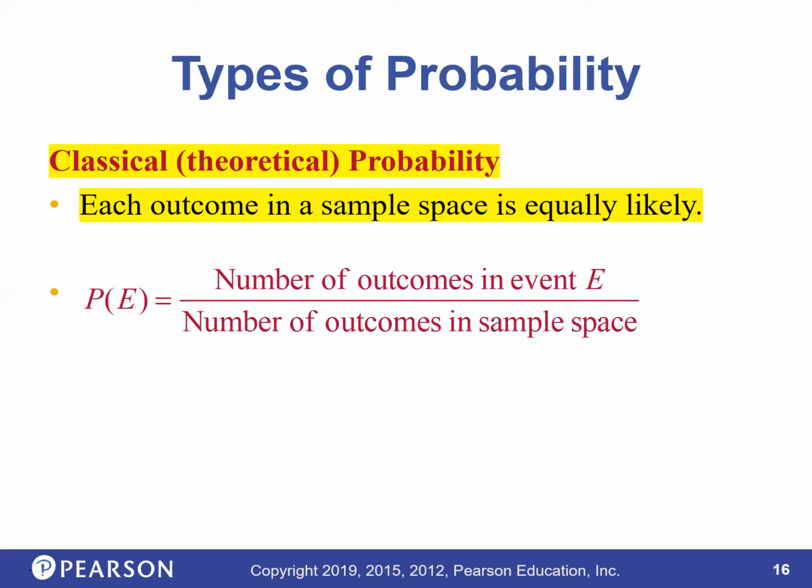Okay, so notice it's the number of outcomes for event E to happen. And on the bottom, it's the number of outcomes in the sample space itself. So what are all the different options?